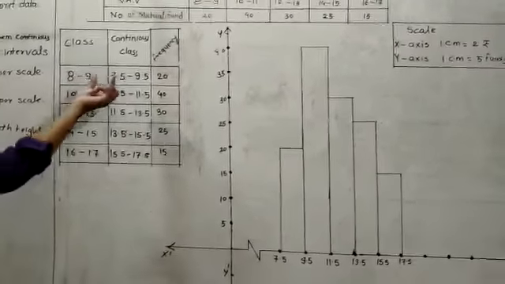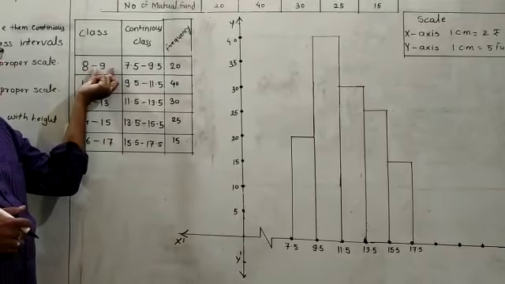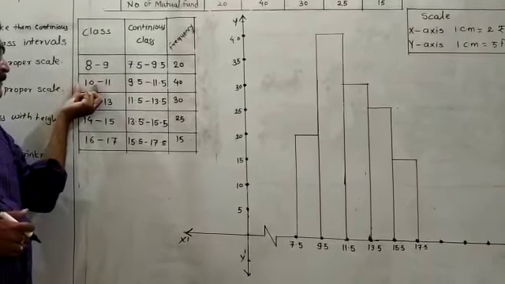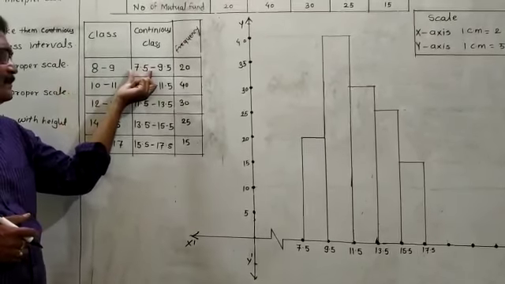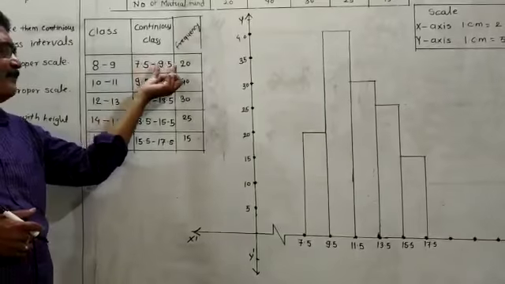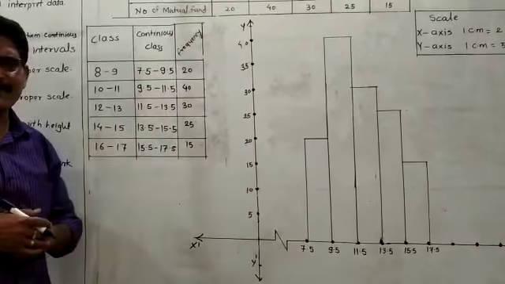Just observe that these classes are continuous. Here this class's upper limit ends with 9 and the next class's lower limit starts with 10. These are not continuous classes, but these are continuous classes: 7.5 to 9.5, 9.5 to 11.5, 11.5 to 13.5.